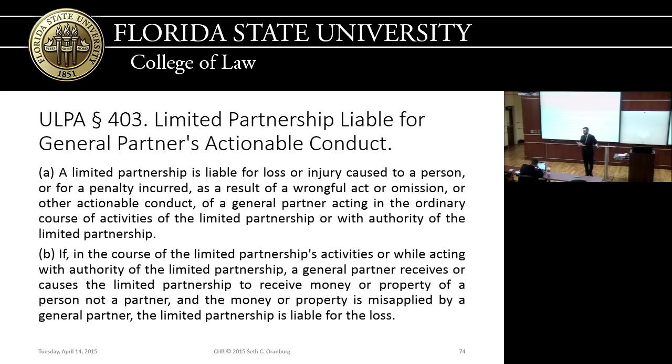A limited partner is liable for loss or injury caused to a person as a result of a wrongful act or omission of a general partner arising in the ordinary course. So again, the limited partnership, not the limited partner, the limited partnership is liable for the acts of the general partners. Again, very similar to our respondeat superior theory, right? We learned in module 1 that the acts of the agent can result in liability to the principal. And here we have an agent, a specific type of agent, a general partner. They commit a certain type of act in the ordinary course that binds or is a tort committed in the ordinary course. And as a result, we have liability to the partnership, but not to the limited partners.